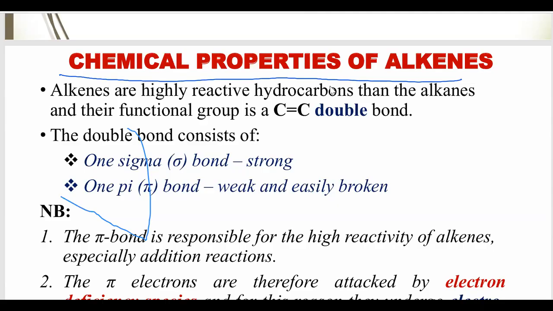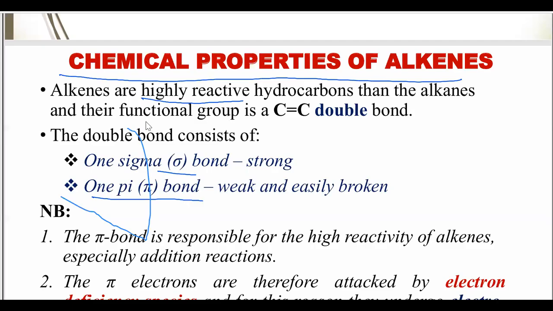So the chemical properties of alkenes. The first one, alkenes are highly reactive hydrocarbons than the alkanes, and their functional group is a carbon-to-carbon double bond. Then the double bond consists of one sigma bond, which is strong, and one pi bond, which is weak and easily broken.